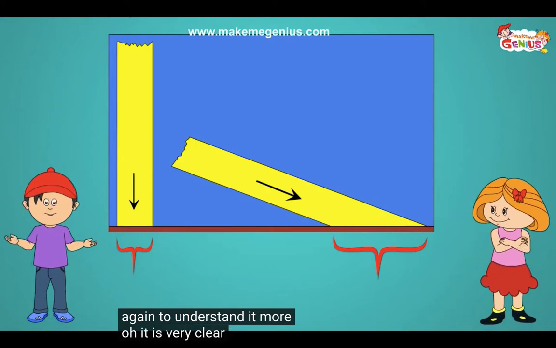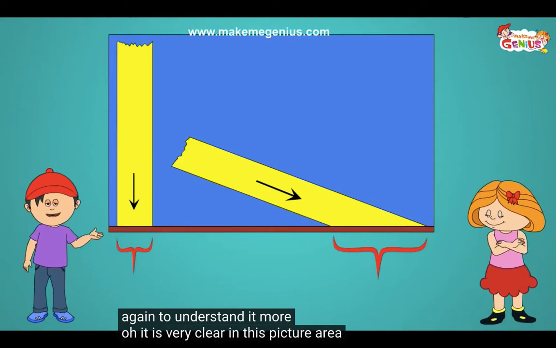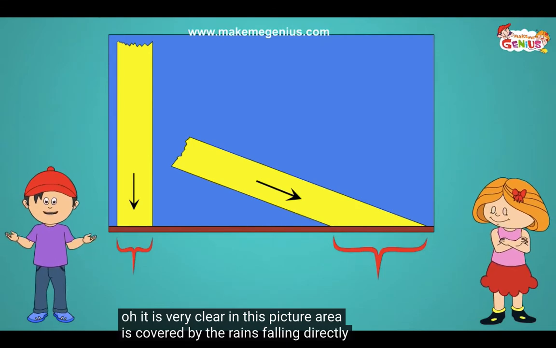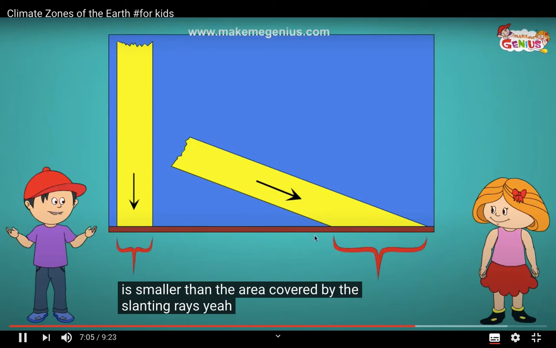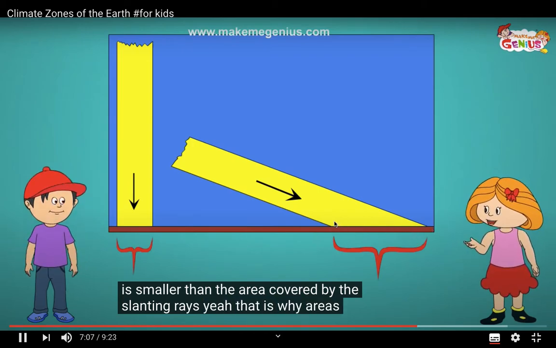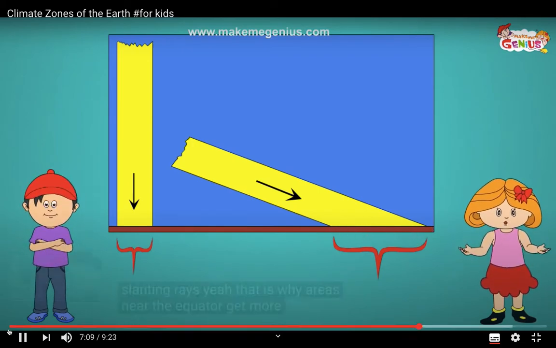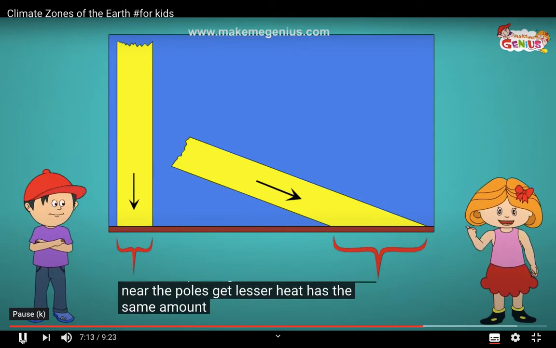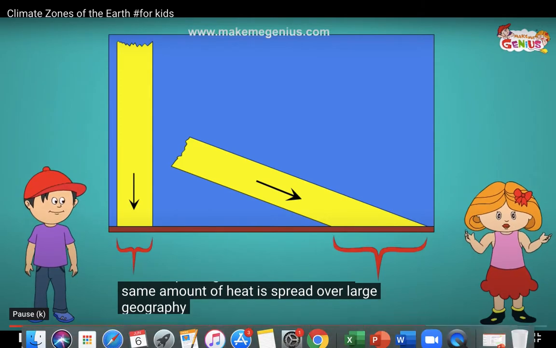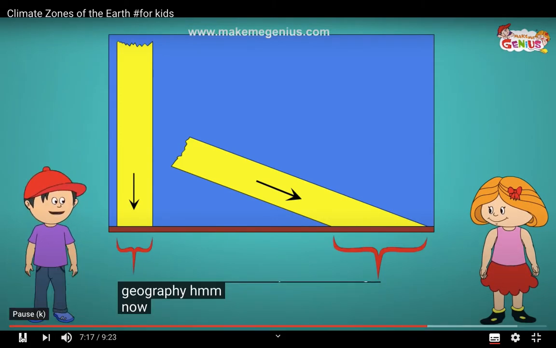Oh, it is very clear in this picture. Areas covered by the rays falling directly is smaller than the area covered by the slanting rays. And here is greater that is why areas area near the equator get more heat, but areas near the poles get lesser heat, as the same amount of heat is spread over large geography.